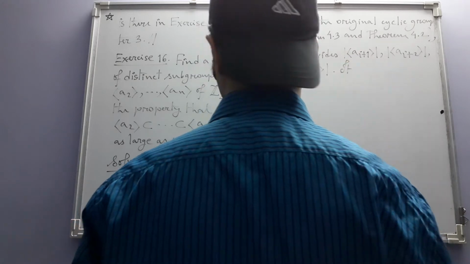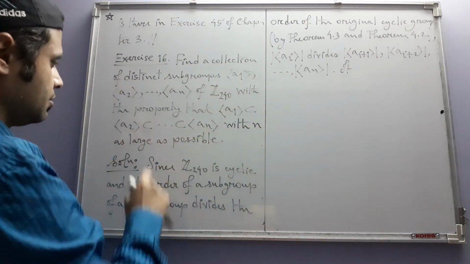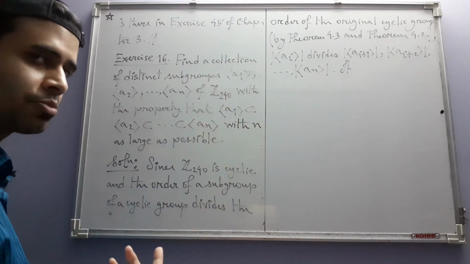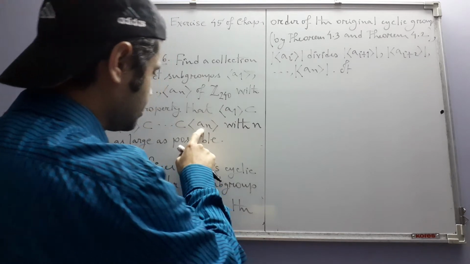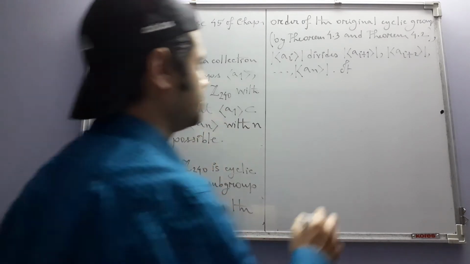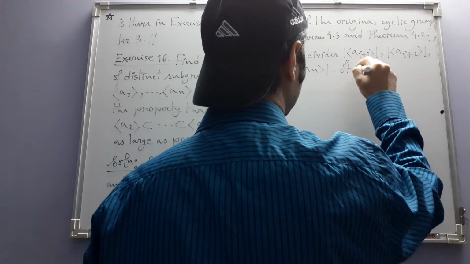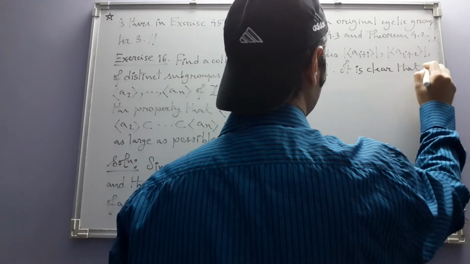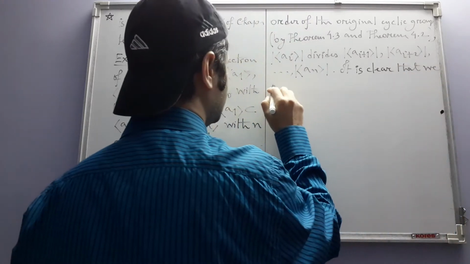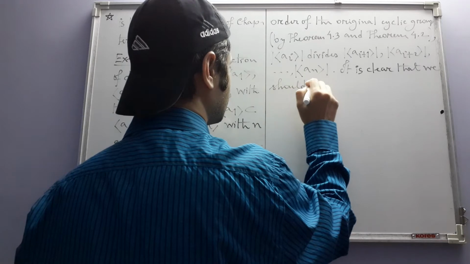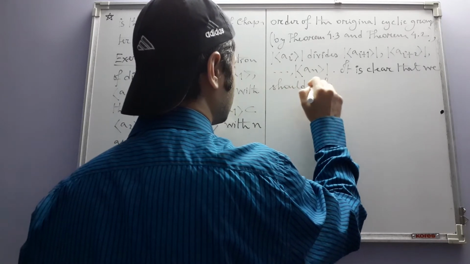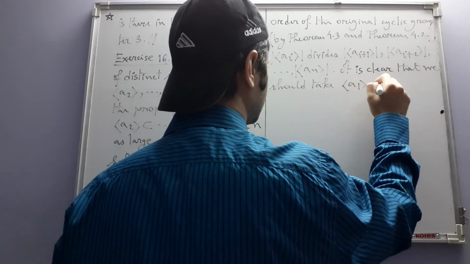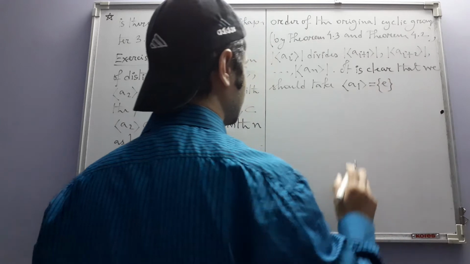Now, to maximize the length of this chain, obviously we have to take the smaller one to be the smallest possible one and the largest one to be the largest possible one. It is clear that we should take this to be the trivial group consisting of only the identity alone.